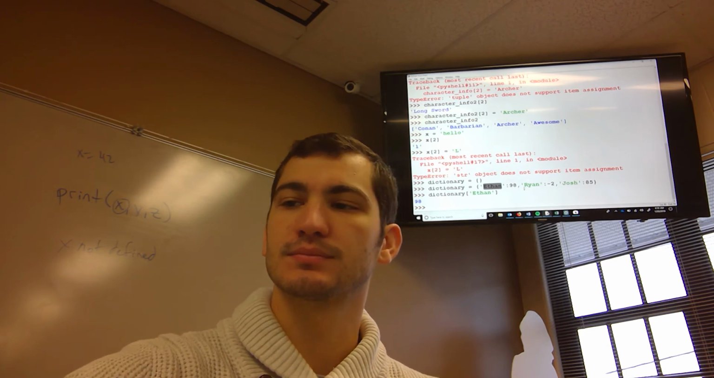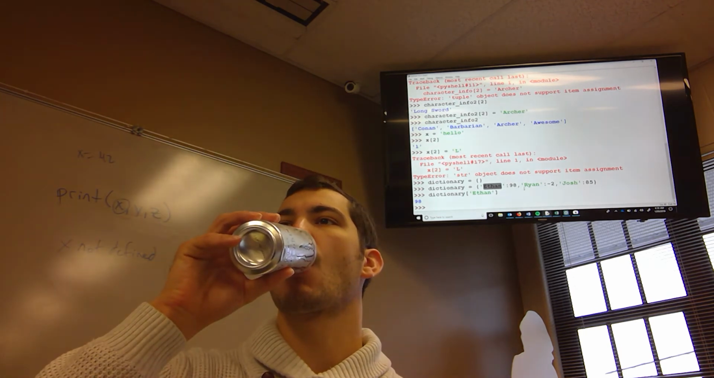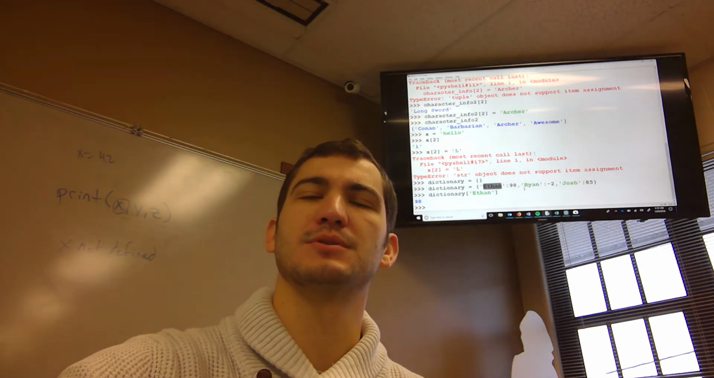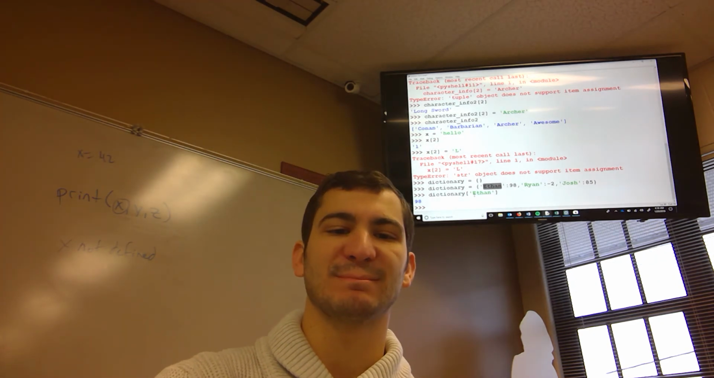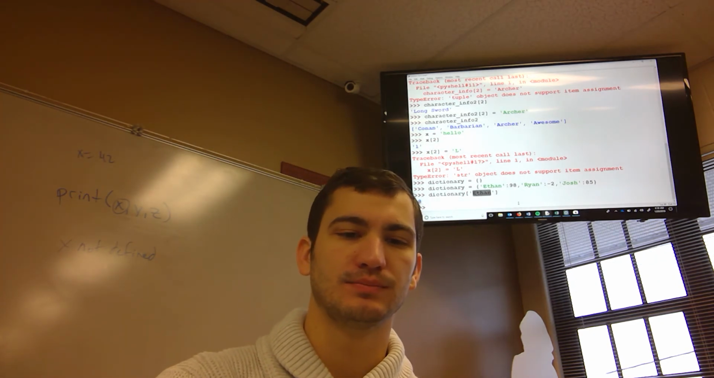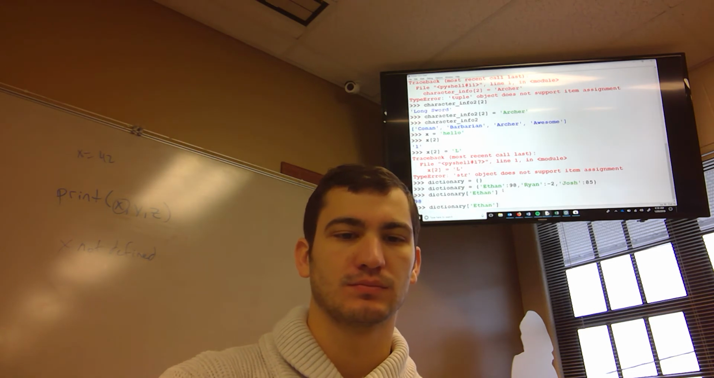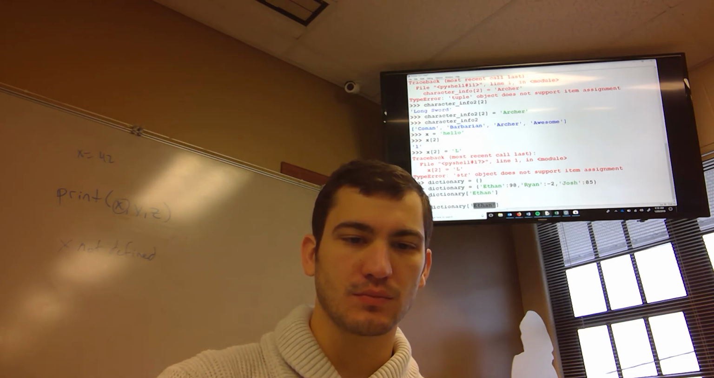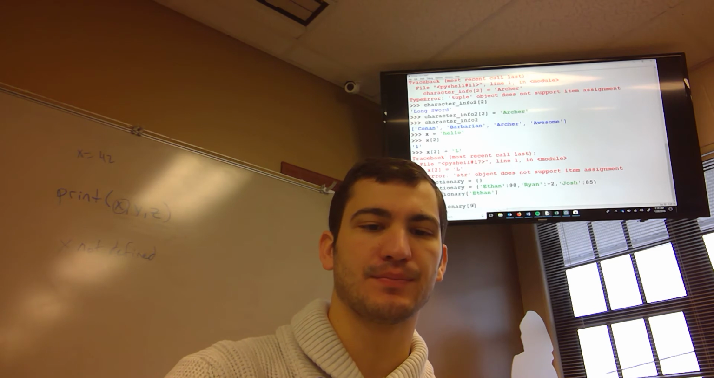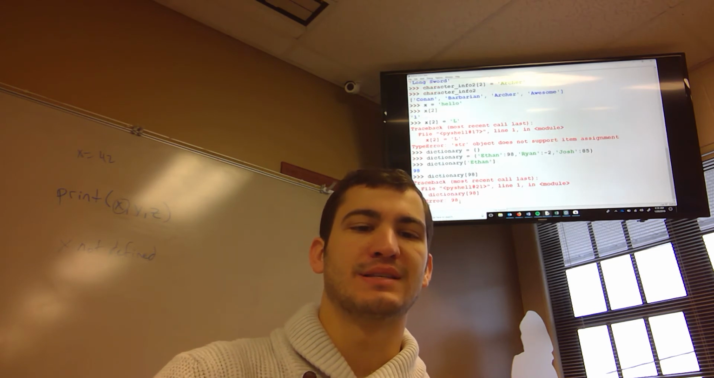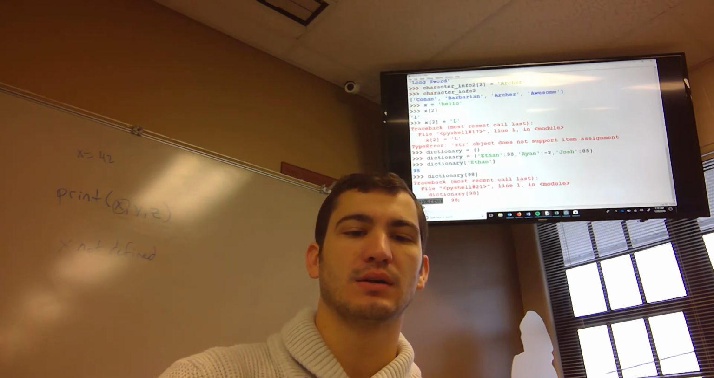Ryan, can you go backwards? What do you mean go backwards? Put dictionary 98 and get Ethan. No. So if you do that, it says key error. That key doesn't exist.